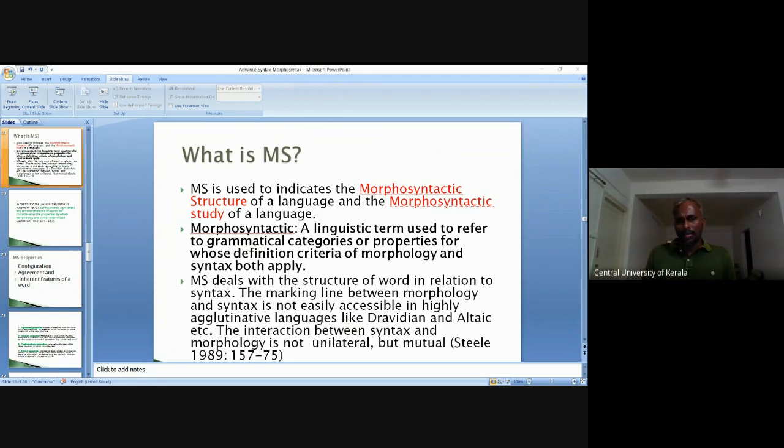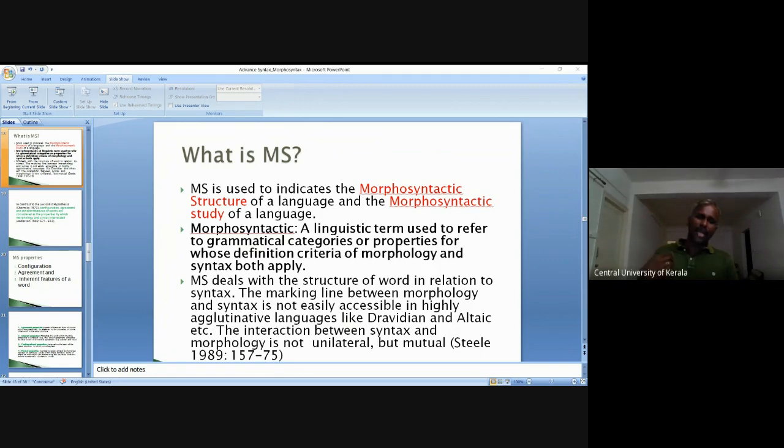And it is a linguistic term used to refer to grammatical categories or properties for whose definition criteria of morphology and syntax both apply. Because when you use any grammatical category whose definition expands across the boundaries of syntax and morphology, that is basically a morphosyntactic category. So morphosyntax deals with the structure of a word in relation to syntax.